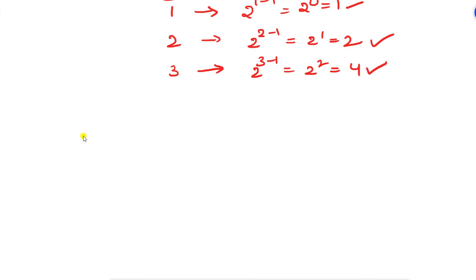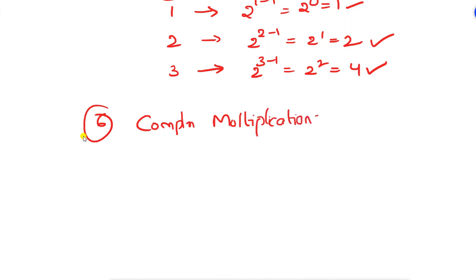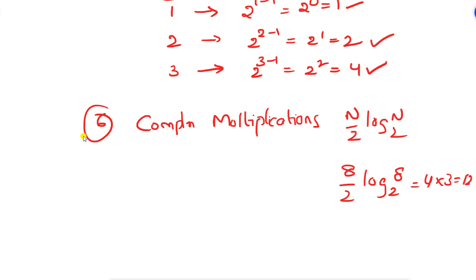And step 6. Step 6 is the number of complex multiplications, which is given by N by 2 log N to the base 2. We know the value of N, so 8 by 2 log 8 to the base 2, that is 4 into 3, which is equal to 12. So that is step 6.